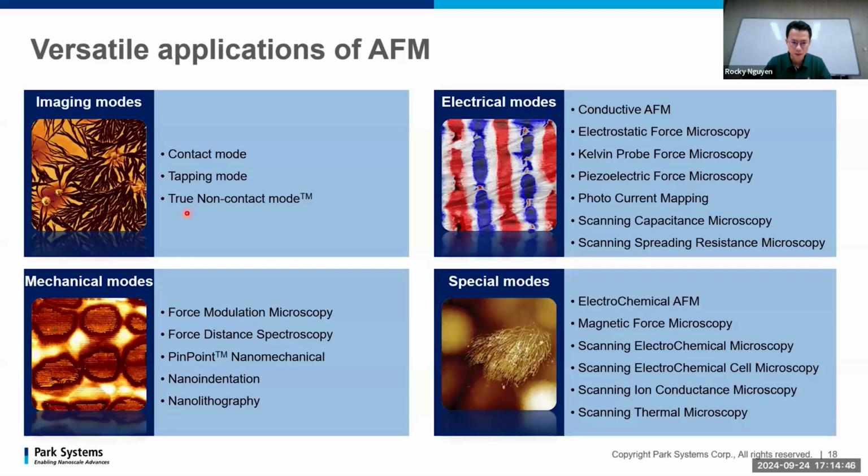So AFM can be used in various cases. It can measure various properties, from very basic imaging modes, such as contact, tapping, non-contact, to electrical modes to measure the electric surface force, the surface potential, or the piezoelectric properties of the sample. Also, AFM can sense the mechanical properties of the sample in various modes. Also, there are some special modes for measuring the electromechanical, magnetic, and various others like thermal properties of the sample.